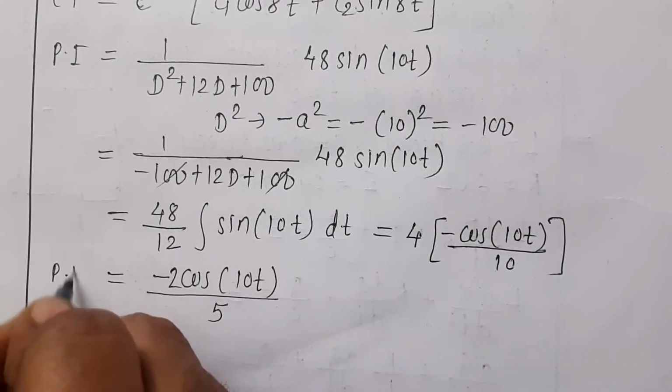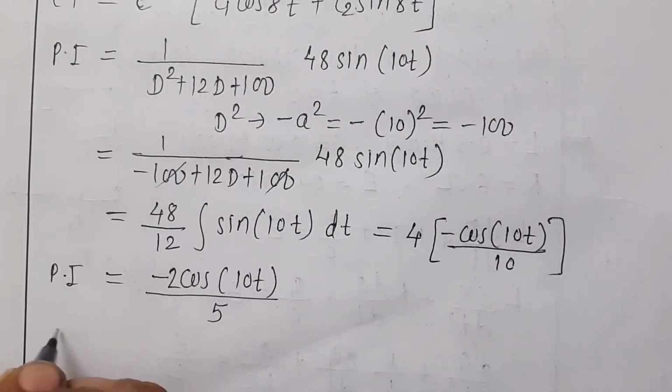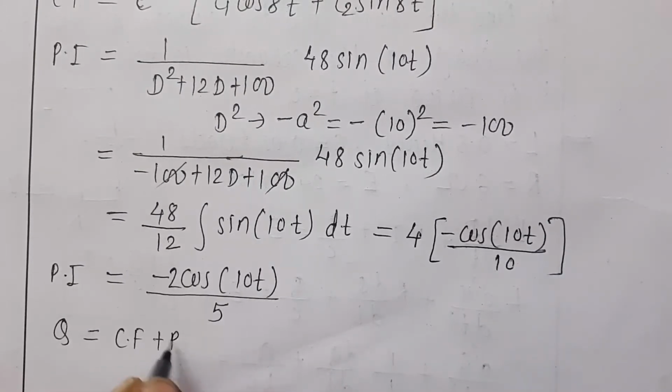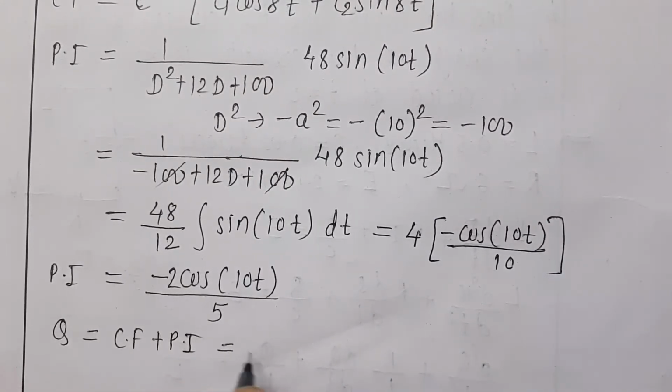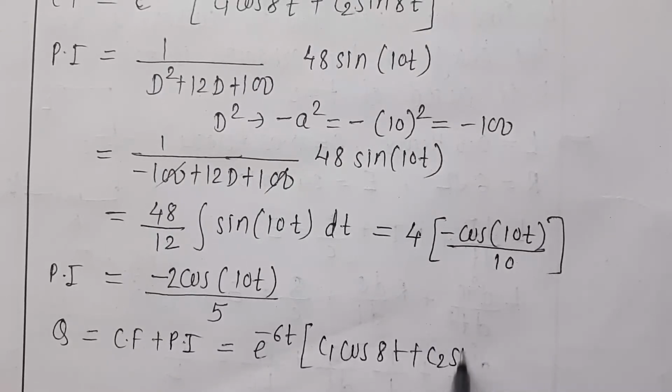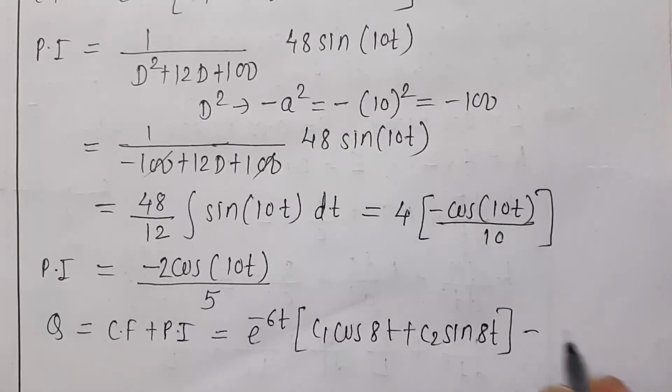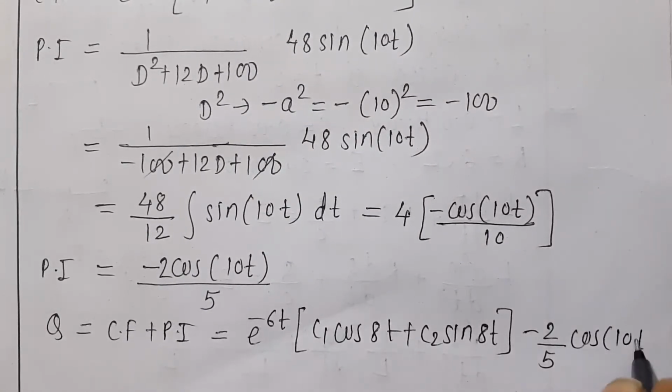This is the PI. Now the final solution is q, the dependent variable. q is equal to CF plus PI. CF is e to the power minus 6t in bracket c1 cos 8t plus c2 sin 8t, minus 2 by 5 times cos of 10t.